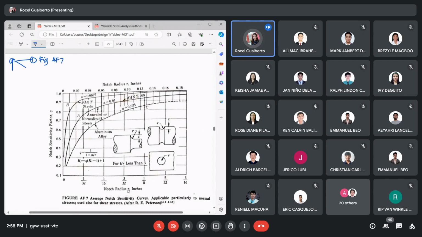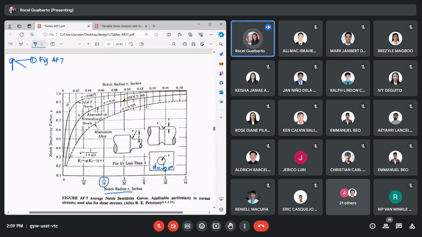Here on the x-axis, we have the notch radius. For example, our problem has a central hole, so you just take the radius of that. Say the diameter is 1/8. A common mistake is looking up the 1/8 here. Again, this is the radius. So if the diameter is 1/8, its radius is 1/16, divided by 2. And then here you will see there are three curves.